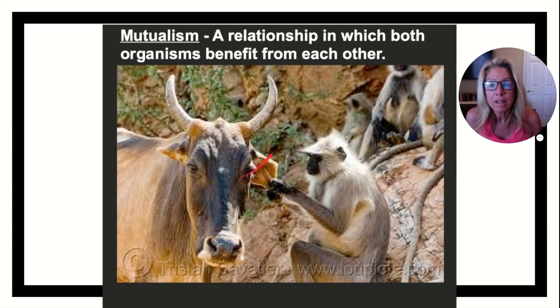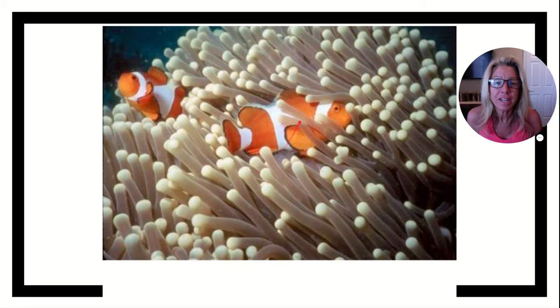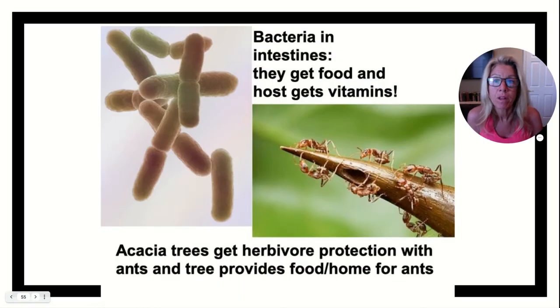So here, this one is getting cleaned of its ticks, and this one is getting a tasty snack. All right. And then Nemo. For the longest time this was thought of as commensalism, that it was good for the clownfish but didn't harm or hurt the sea anemone. But it turns out the sea anemone benefits from the nitrogenous waste that the clownfish gives off. So it's mutualistic. All right.